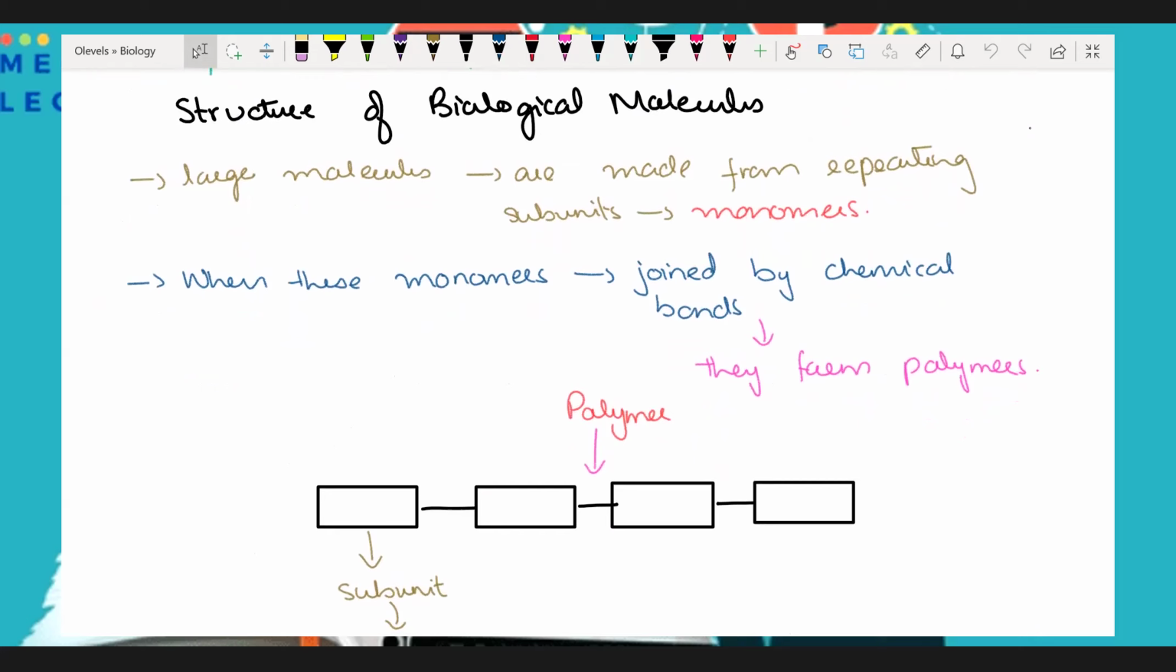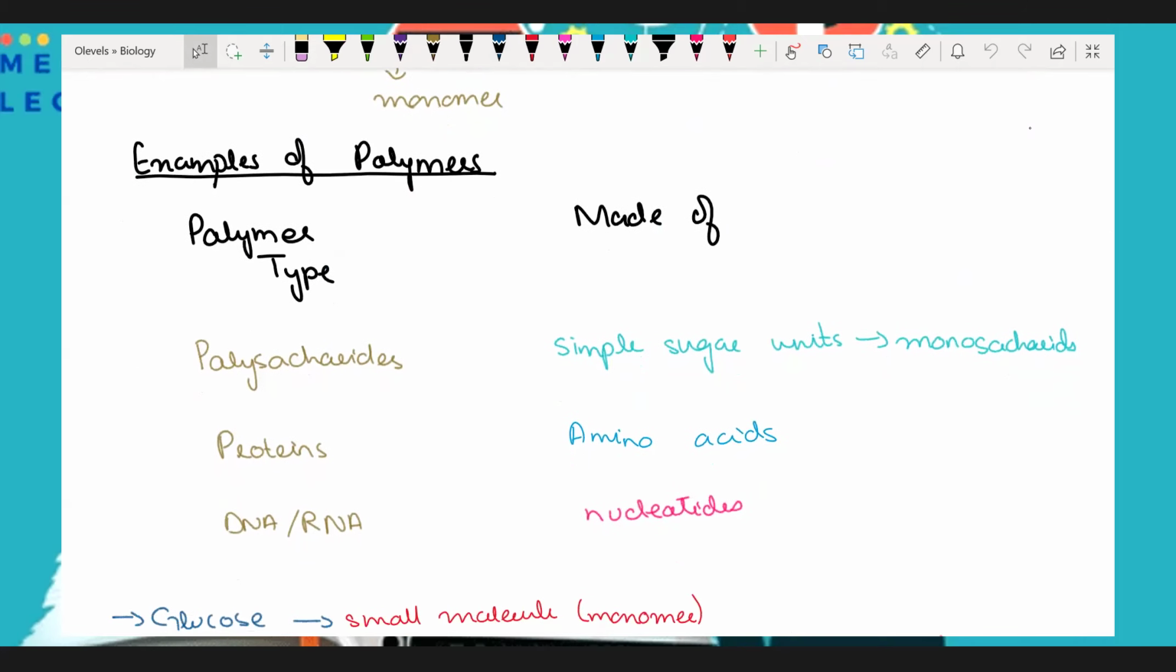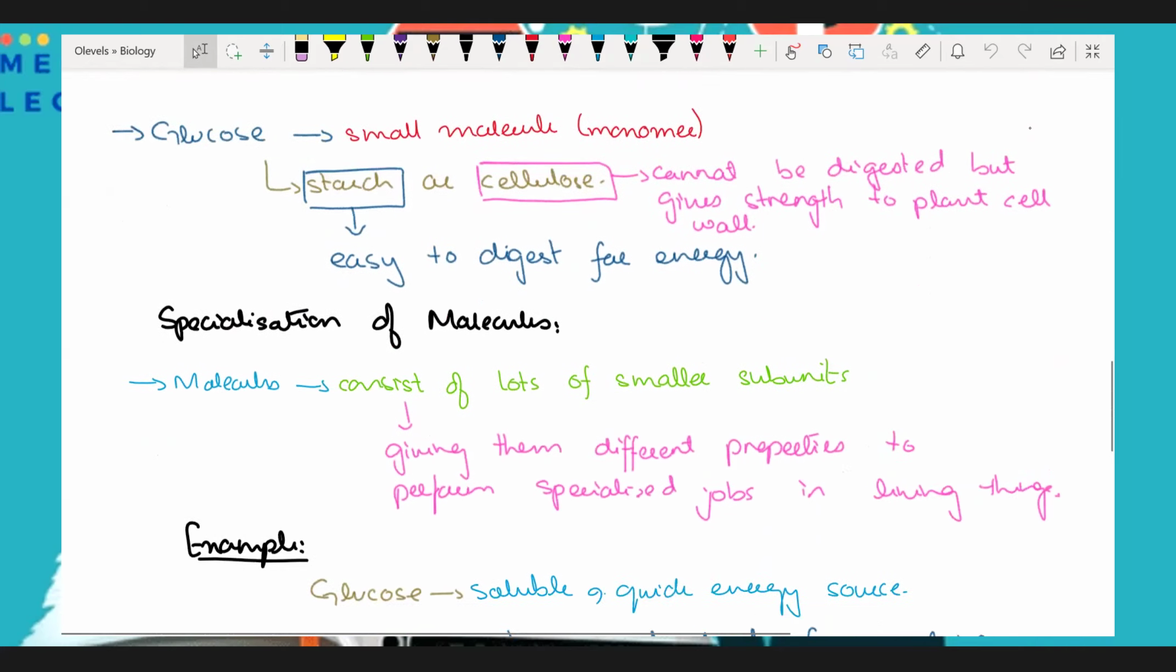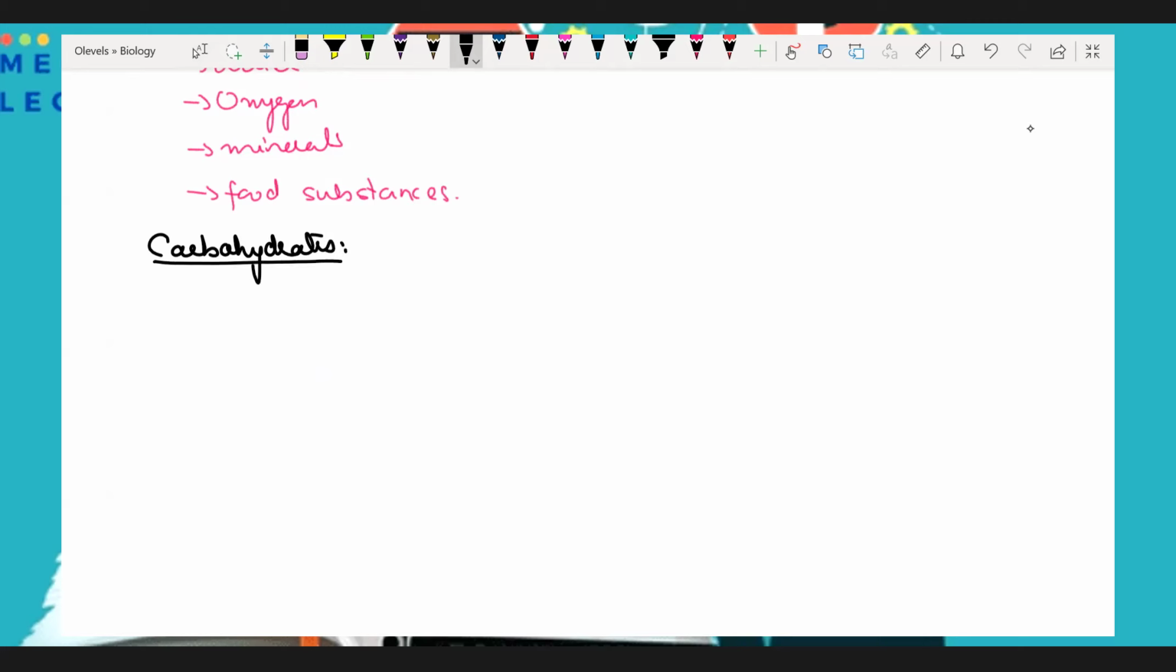We know that some are large molecules, their subunits are monomers, and these monomers join together to form polymers, right? Some examples of polymers were polysaccharides, proteins, DNA and RNA, and things like that. Now we have to start from an important biological molecule that is called carbohydrates, right? This is the first biological molecule that we need to study.